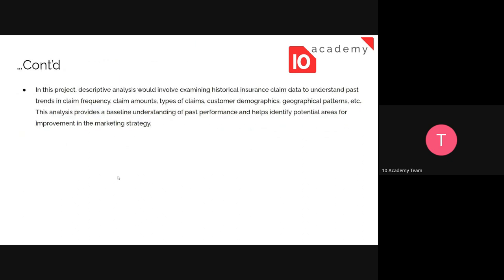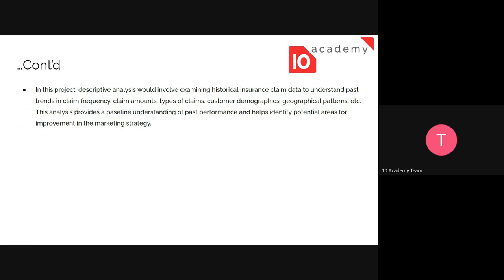Let's try to adapt this to our specific project. Descriptive analysis would involve, in this case, examining historical insurance claim data to understand past trends: claim frequency, claim amount, types of claims, customer demographics, geographical patterns, etc. We might have those types of data from our past experience, like the demographic area of our customers. In general, using those kinds of data, like claim frequency, we're going to see those keywords.